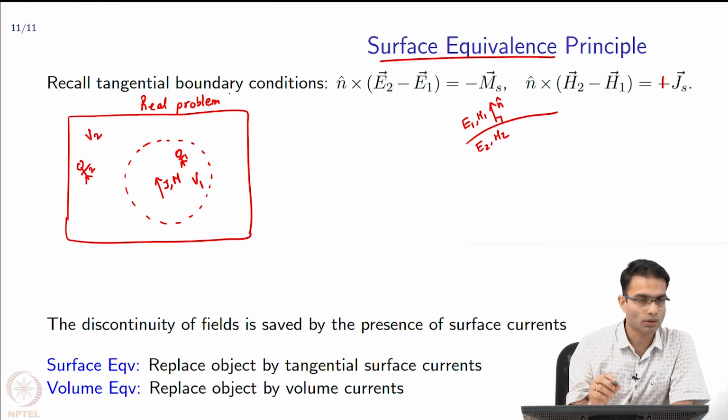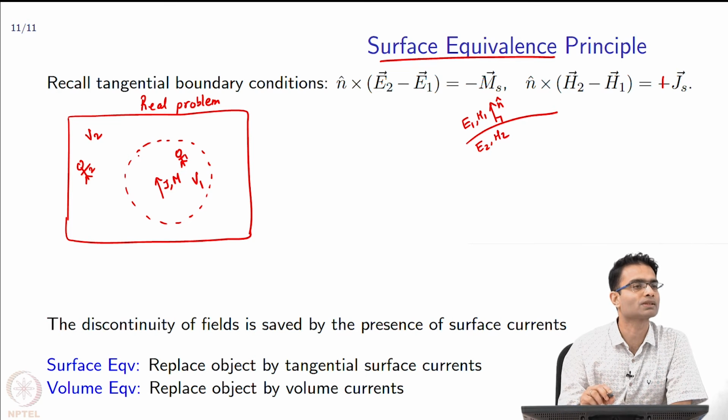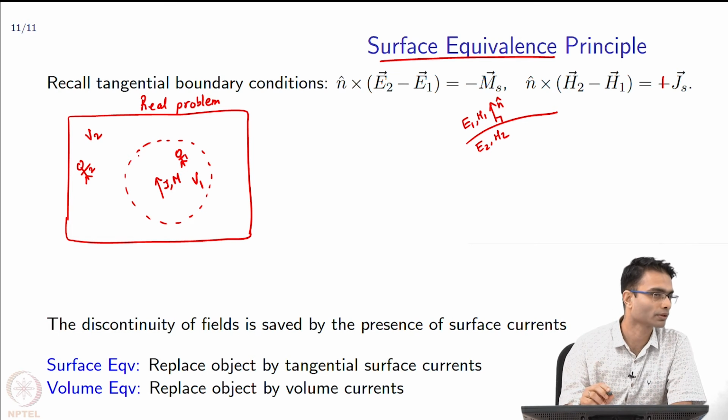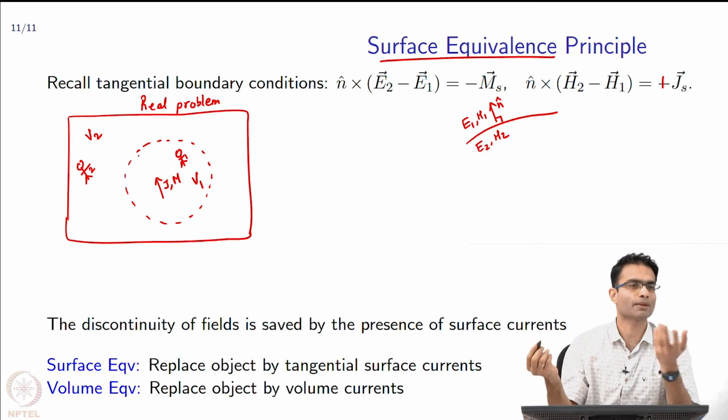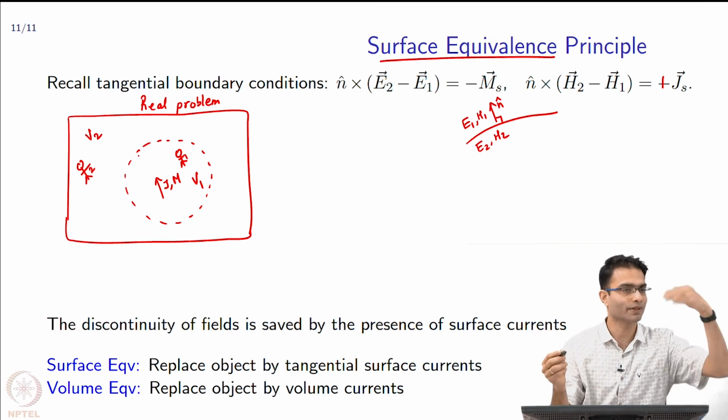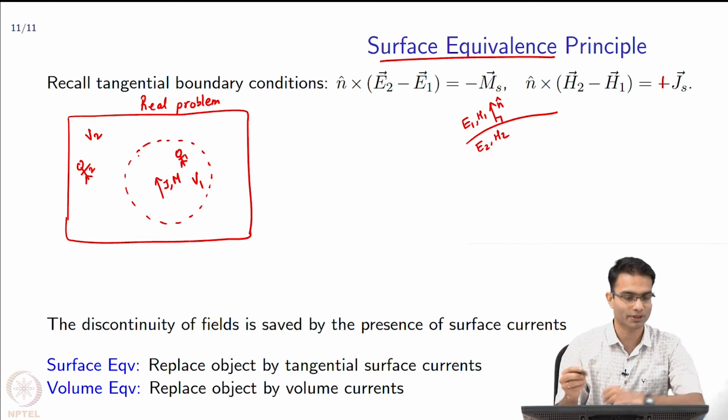Right. Now, this dotted surface which I have shown you over here is a hypothetical surface; it does not actually exist, I have just drawn it. So, what do you expect of the fields across the boundary? They will be the same, because I have just drawn a line in air. The fields will be continuous across this hypothetical surface.